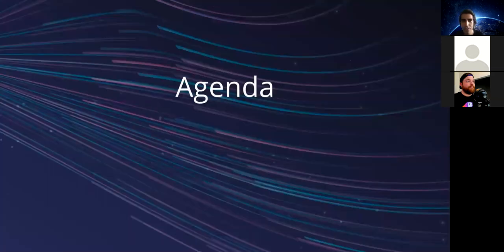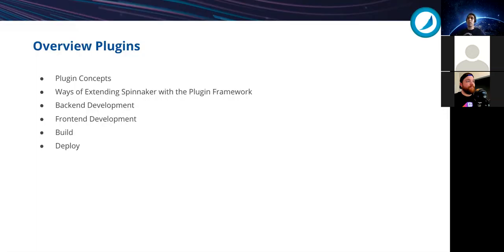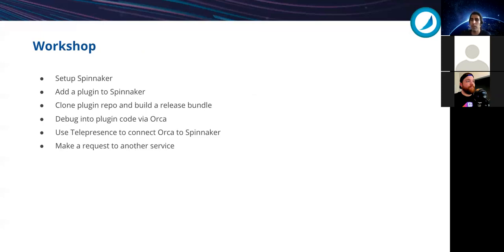All right, let's get into our agenda for today. We've got a decent amount to cover. We want to cover some plugin concepts. Let's talk about a few different ways of extending Spinnaker with the plugin framework. We'll talk about some backend development, a few different styles that we can attempt there, and then some front-end development. Then we'll finish it off with build and deploy. Then we've got a workshop section, which is going to be the main event.